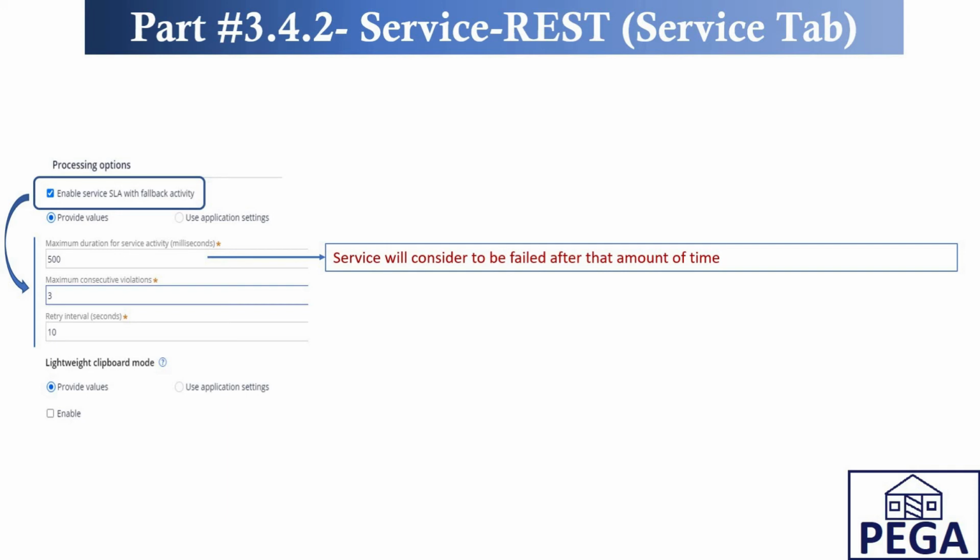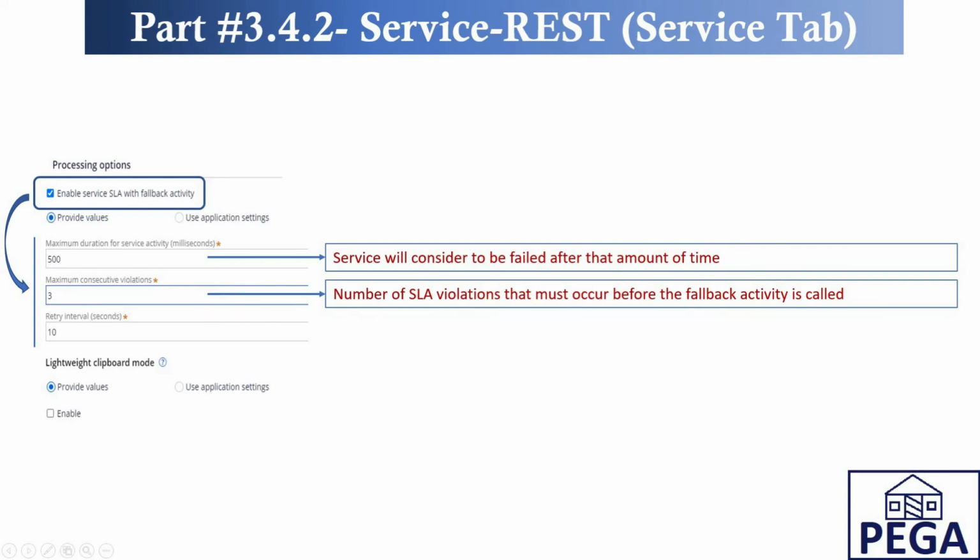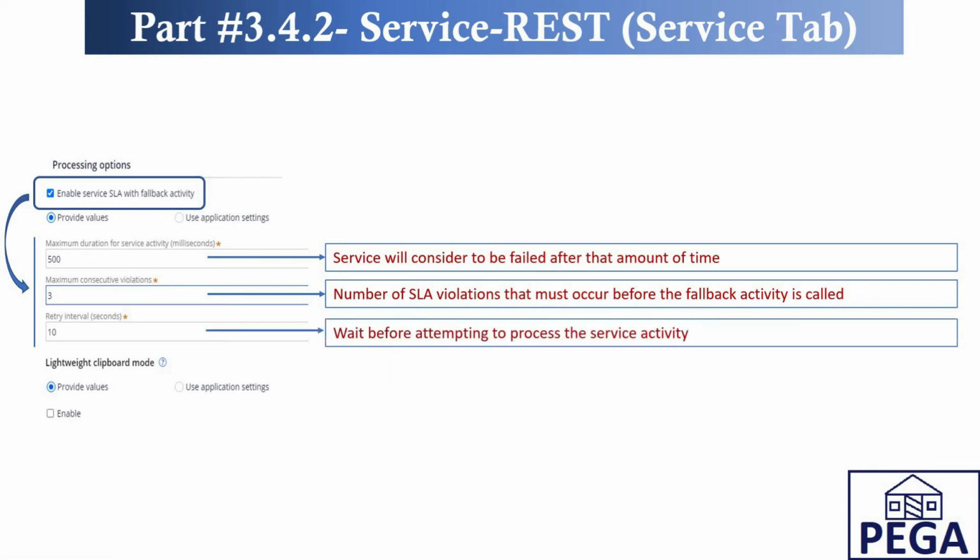To execute that activity, Pega takes some time, and you can configure how long you want this activity to take. If it goes beyond that time, then obviously you can plan your fallback activity. The second point is the consecutive violations that can occur. Let's say 3 consecutive times the activity takes more than 500 seconds to execute, then you can plan for a fallback activity. And the third one is the retry interval, which is how long Pega needs to wait for the next attempt.